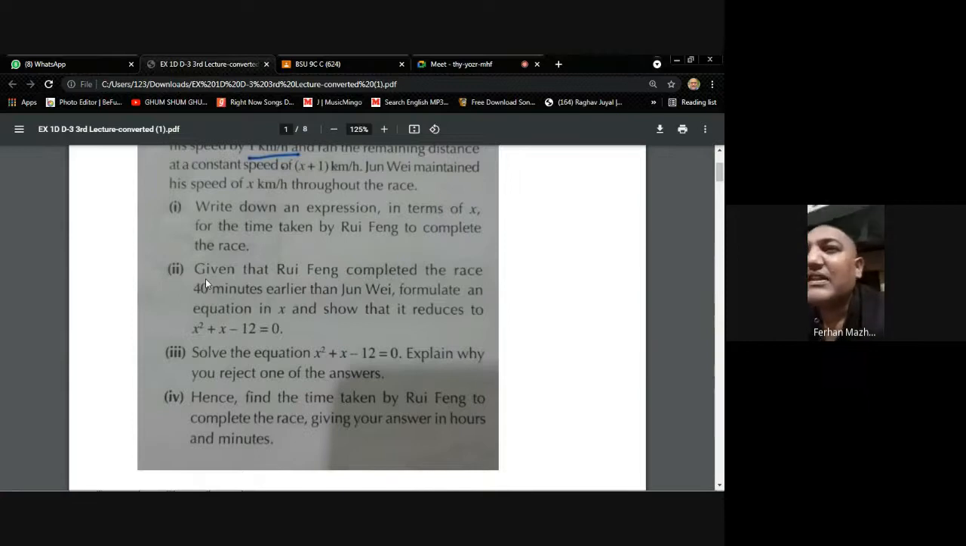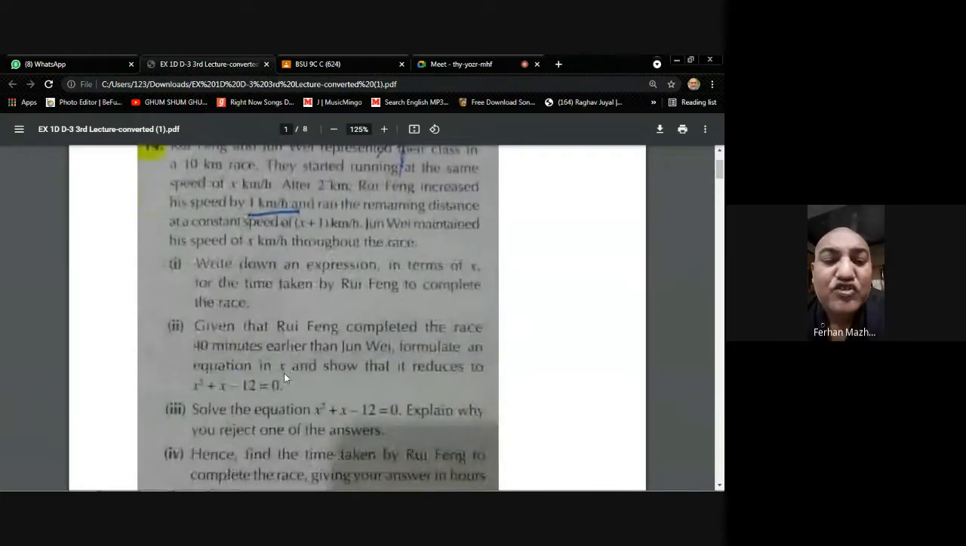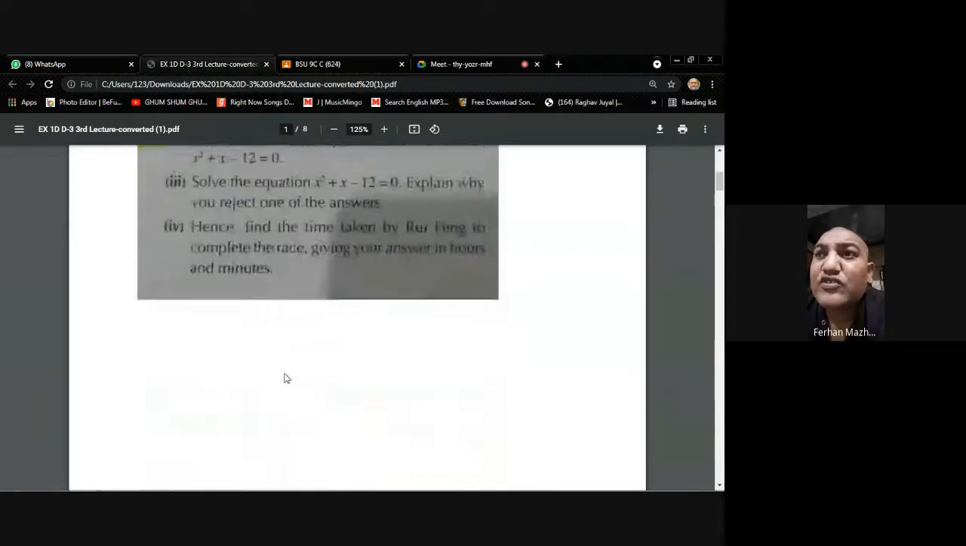Given that Rui completed the race 40 minutes earlier than June, formulate an equation in x and show that it reduces to this. Then we have to solve the equation, explain why you reject one of the answers, hence find the time taken by Rui to complete the race, giving your answer in hours and minutes. Okay. So this was the question. I hope that you have your books with you, and let's go to the solution.